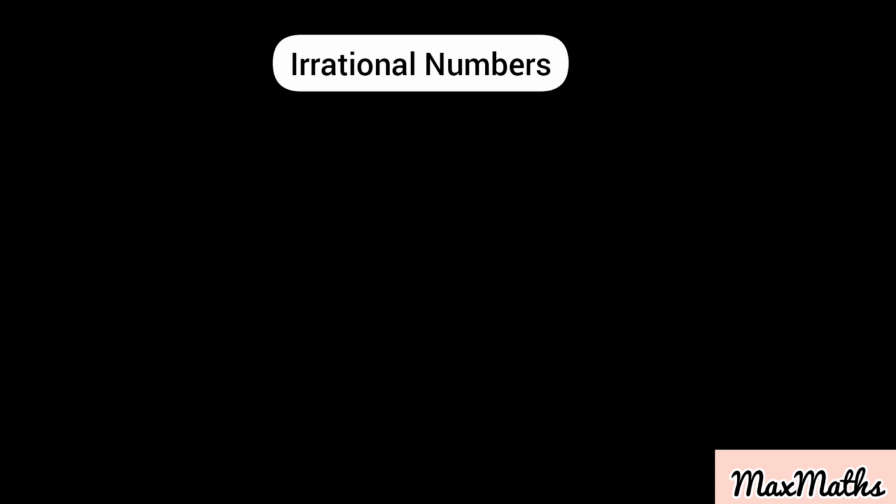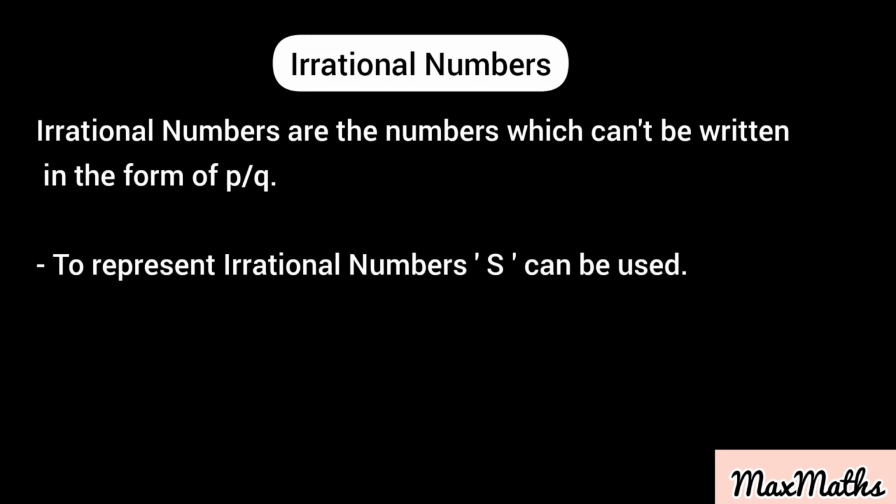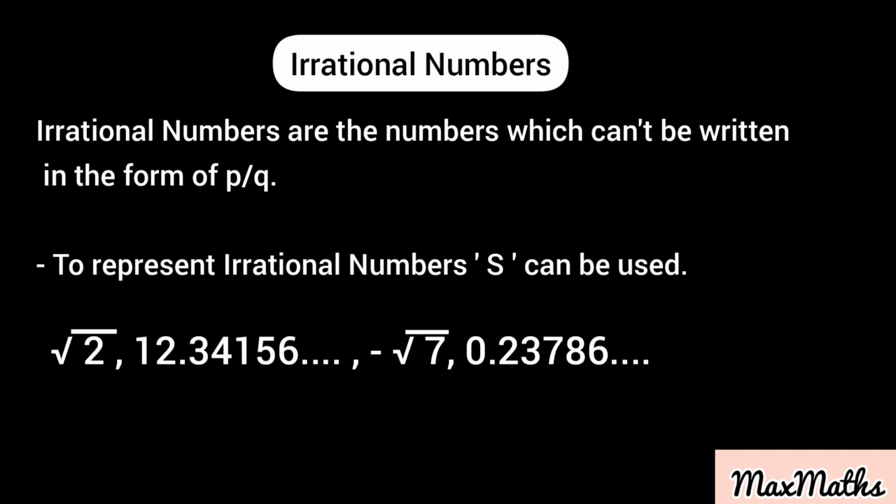Let's see what irrational numbers are. The numbers which cannot be written in the form of p by q are said to be irrational numbers. And a capital S can be used to represent irrational numbers. Root 2 is an irrational number because we don't have a perfect square root of 2. And the second example here is an irrational number because it's a non-terminating and non-repeating decimal.